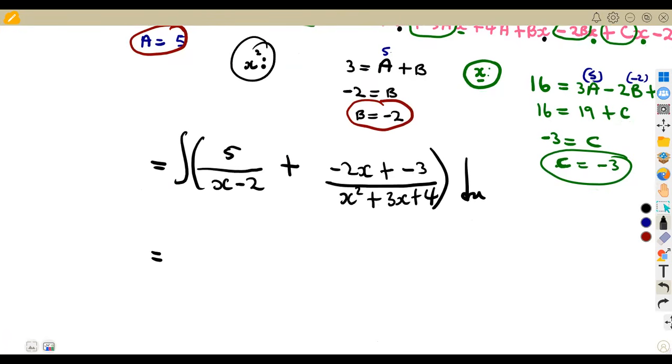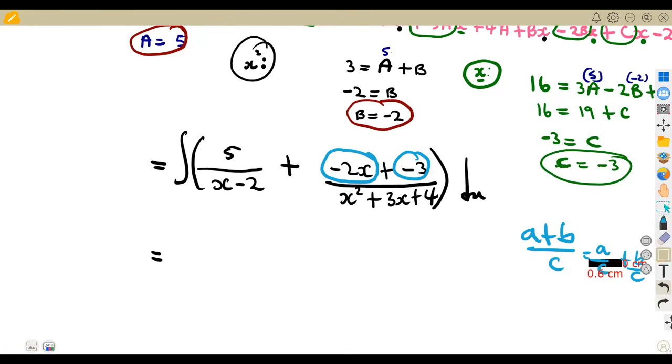We can have our fractions separated. Remember, I talked about a condition. This is a term, and this is also a term over a single denominator like that. We can separate these two terms, -2x and this -3 that you are given. Remember, a plus b over c is equal to a over c plus b over c. Do not forget that. So you can separate your fractions. That's what I'm trying to say here.